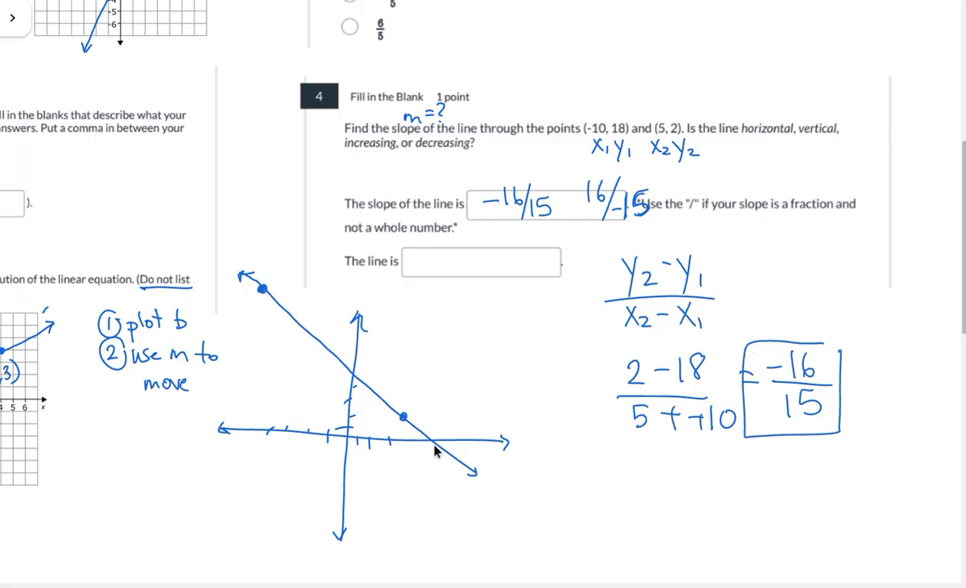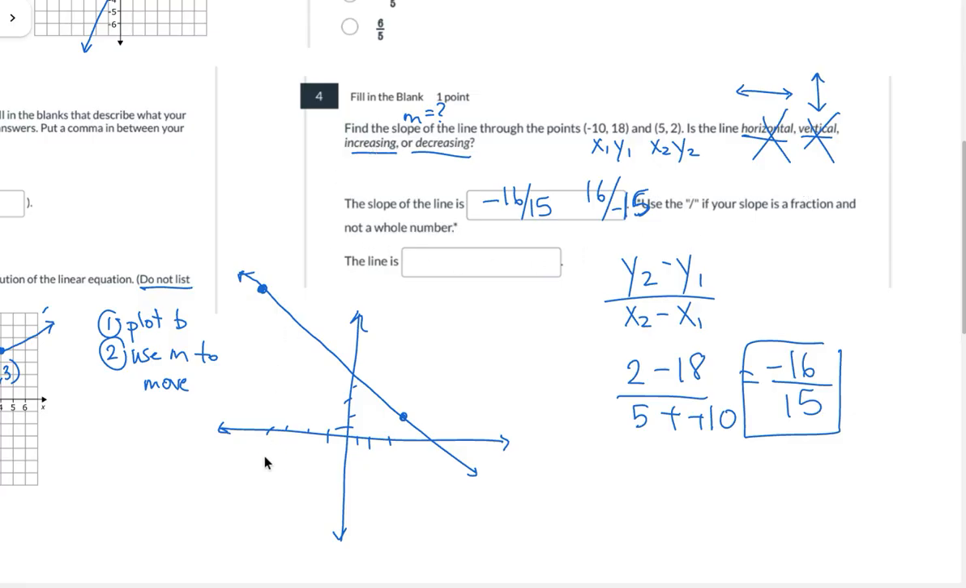All right. And that would make sense because that's going to say I'm going to come down 16 and I'm going to go over 15. All right. And so when we say the line, is it horizontal, vertical, increasing, or decreasing? Well, I know it's not horizontal because horizontal would mean that it's a line that looks like this. Vertical would be a line like this, and my line doesn't look like that.